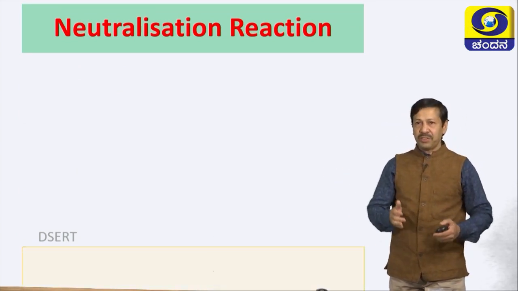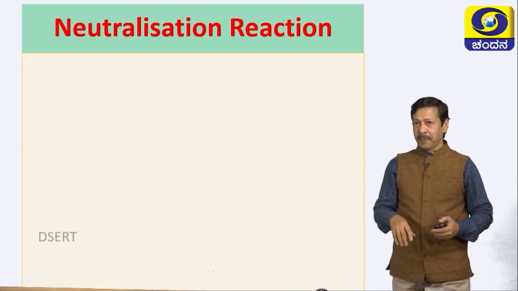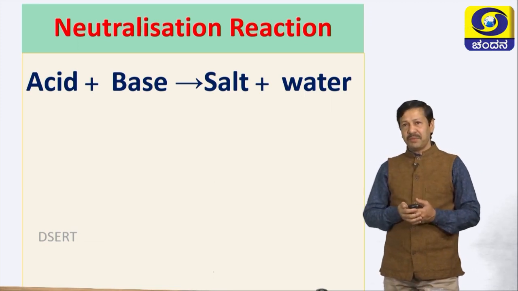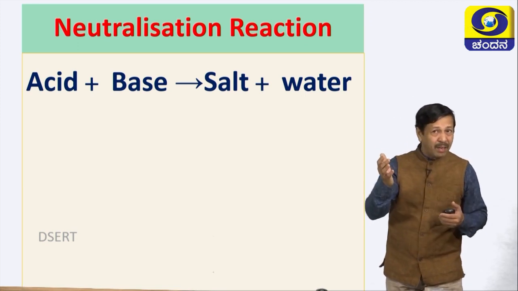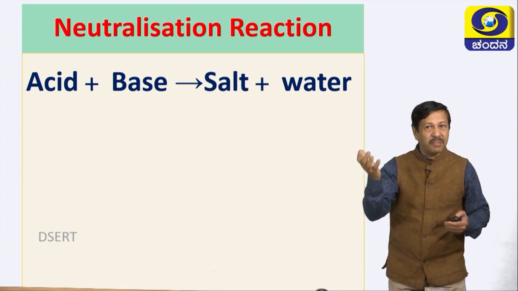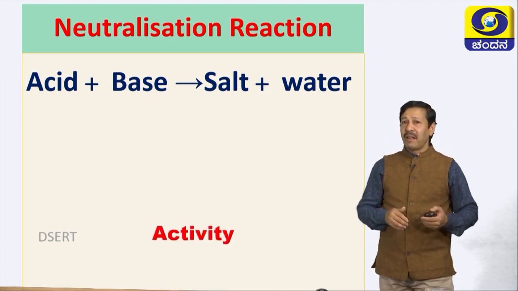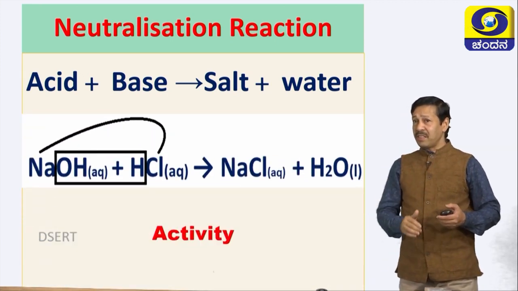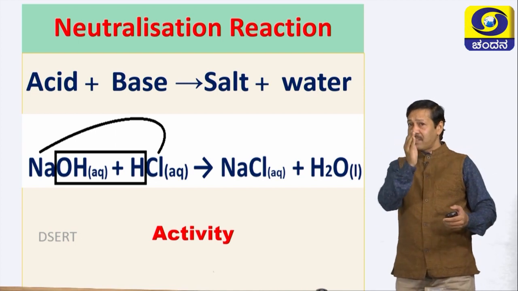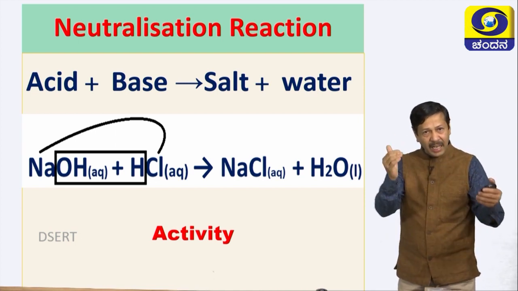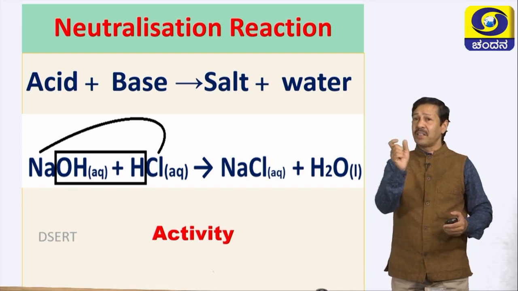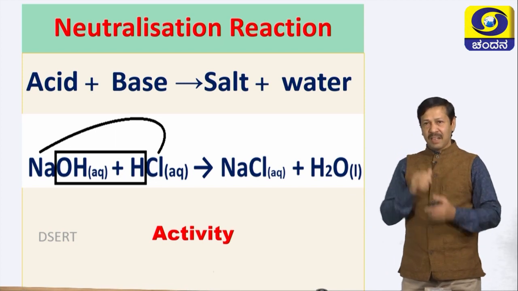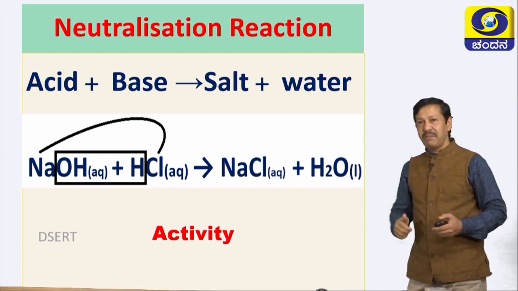Just now I told you. What is neutralization? When an acid reacts with a base, salt and water are produced, right? Will you give an example? Try to guess. Yes, you are right. When acid reacts with a base, you get a salt and water. This is neutralization. Strong acid HCl reacts with NaOH and produces the neutral salt NaCl and water. Let us understand this one also with an activity.